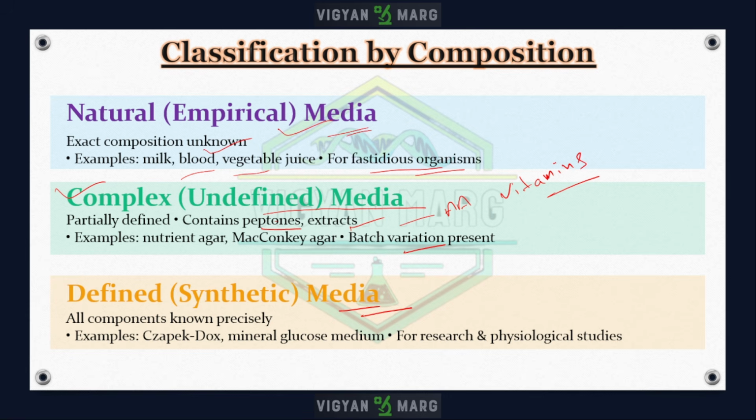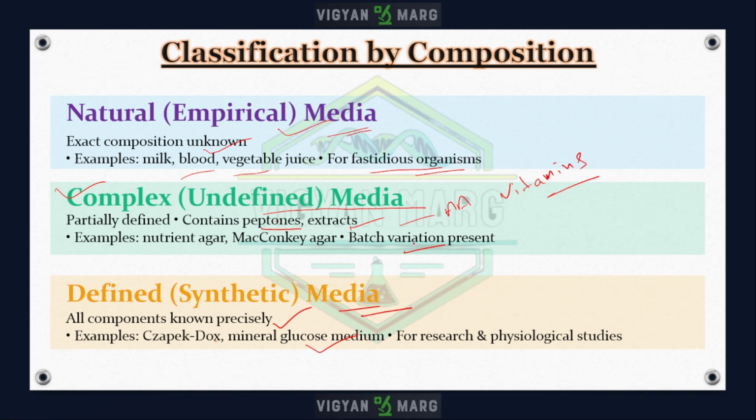And the third definition is defined or synthetic medium. In this media, every single component and its concentration are precisely known. Examples include Czapek-Dox medium and mineral glucose medium, and these are crucial in physiological and nutritional studies, where you want to ask, for example, what happens if I remove this amino acid, and can this organism use citrate as its sole carbon source.